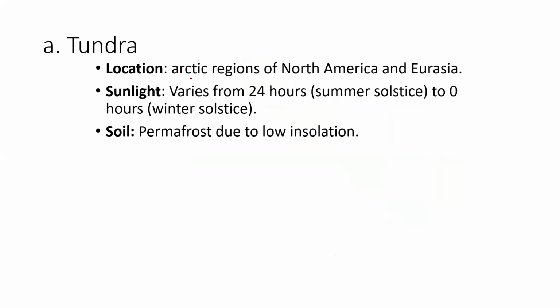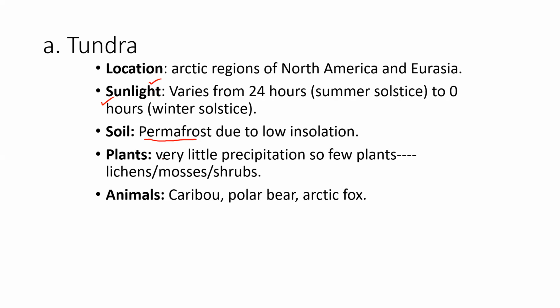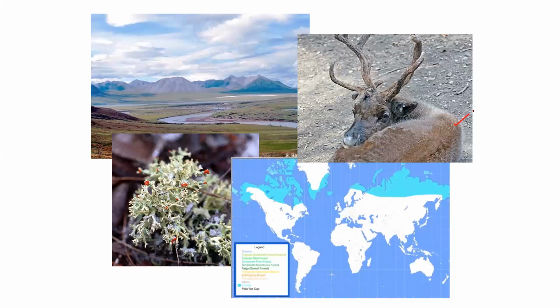So tundra, Arctic regions, huge variation in sunlight. And it's primarily characterized by permafrost, which is permanently frozen ground about a meter beneath the soil. And so because of that, you can't get plants anchoring in there like trees, so you just have low-lying plants, and that's going to determine the animal life, like caribou, which are a type of deer that eat the mosses and lichens. And there's a caribou right there.